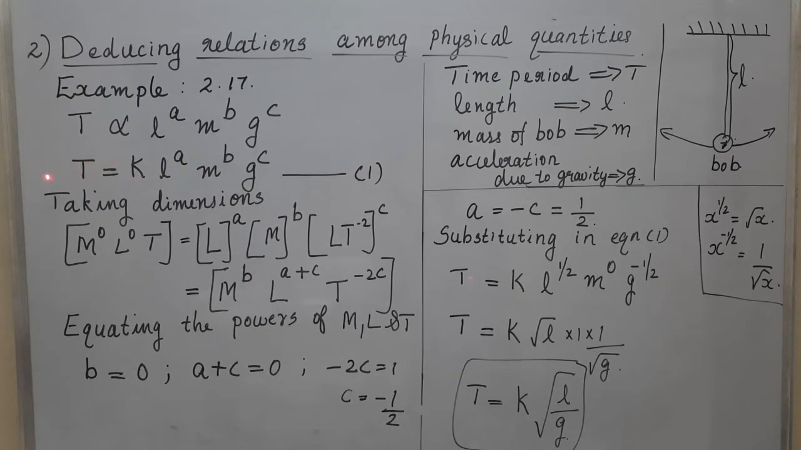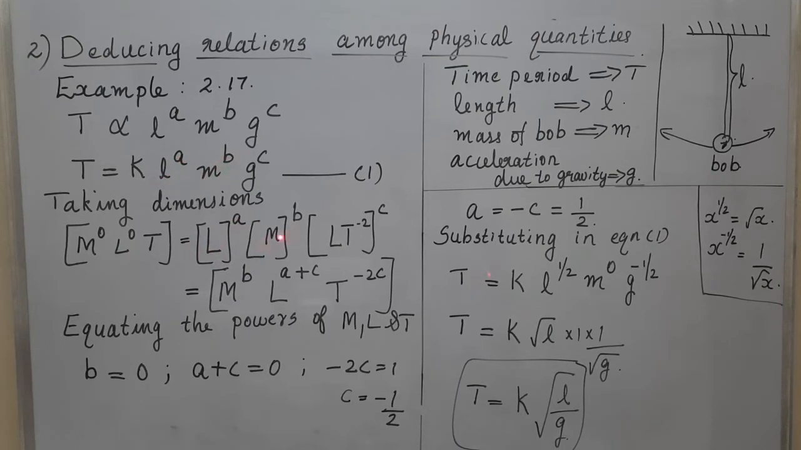On the left hand side it is time period, which is actually T only. As I told you, by convention we write it in terms of M, L and T. So we write it as M raised to 0, L raised to 0, T. Now coming to the right hand side, k is dimensionless, so no dimensional expression. Then L raised to a.